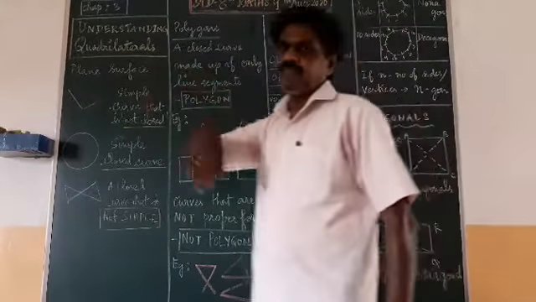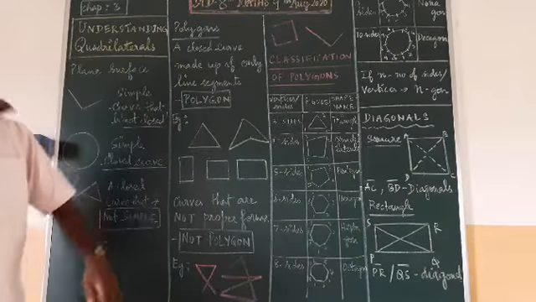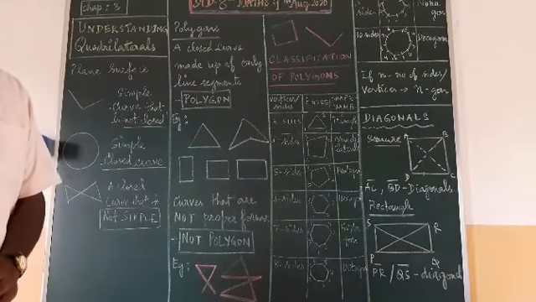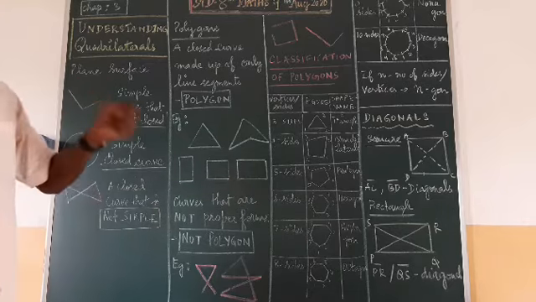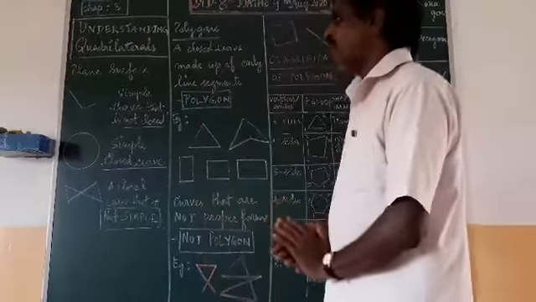Understanding quadrilateral. What is a quadrilateral? What are the parts of the quadrilateral? What are the inside angle and outside angle? So that many things we are going to see in the quadrilateral. Before going to the quadrilateral, we have to know what other elements are needed for making a quadrilateral. So one by one we will go.